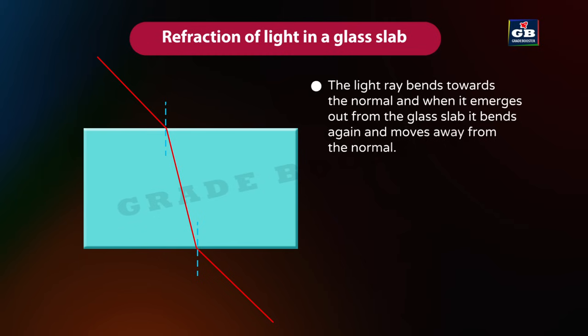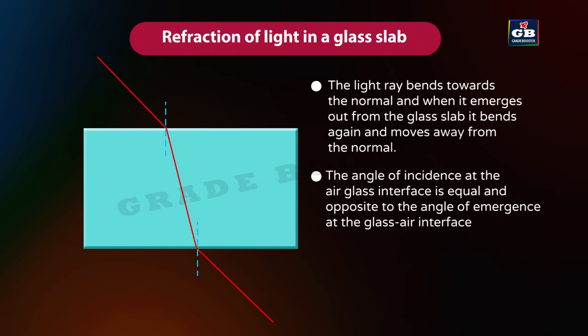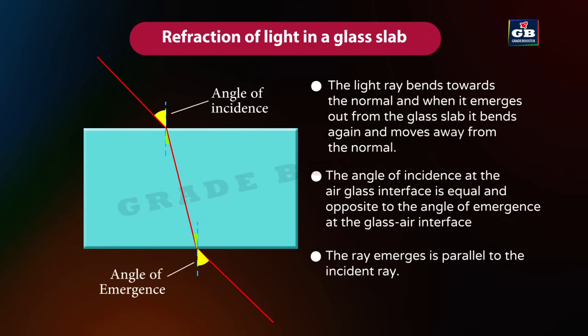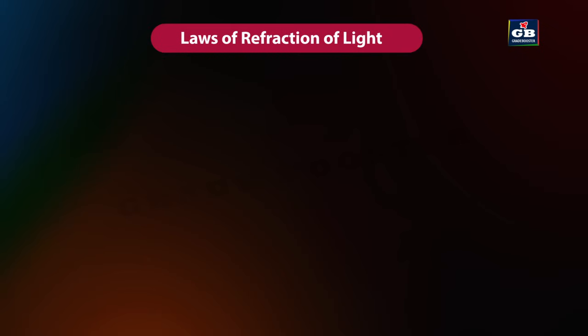Here we can observe that the angle of incidence at the air-glass interface is equal and opposite to the angle of emergence at the glass-air interface. This is why the emergent ray is parallel to the incident ray. Laws of refraction of light. 1.